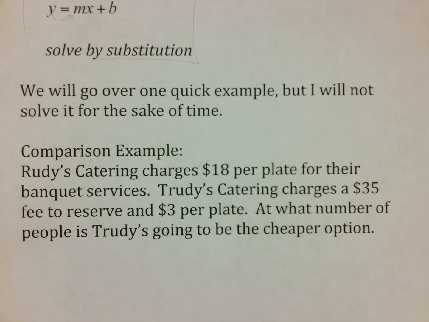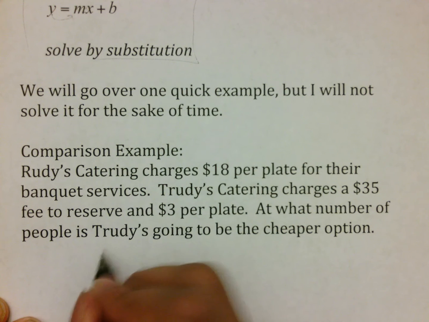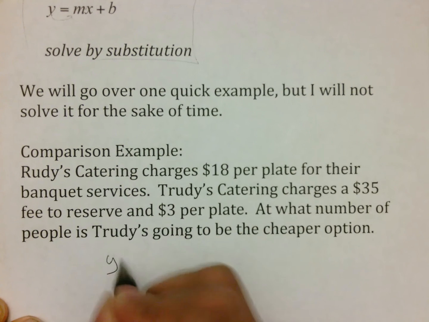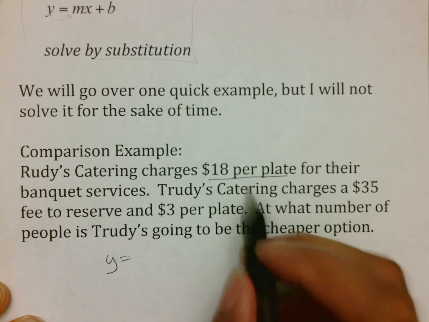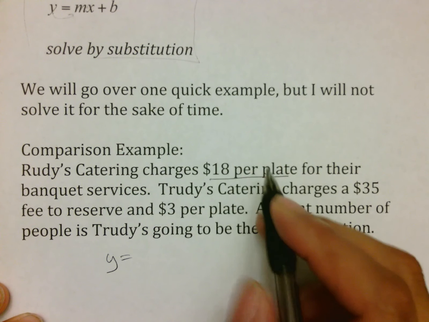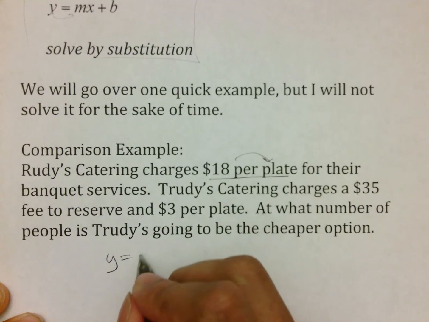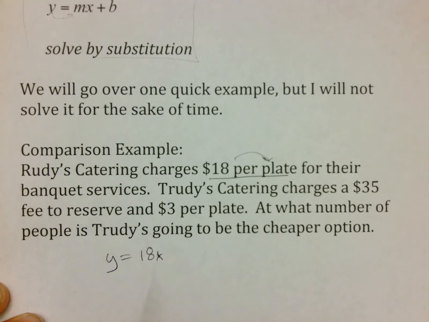We are going to go over a quick example, but I won't solve it for the sake of time. A comparison example is where you have a catering company that charges $18 per plate for their banquet services, and another catering company charges $35 to reserve and $3 per plate. They want to know at what number of plates Trudy's is going to be the cheaper option. So again, because you know you're comparing two companies, you put your y equals. Notice that Rudy charges $18 per plate. Remember that the word per in our experience means you multiply 18 times a variable, so we're going to put y equals 18x for Rudy's.